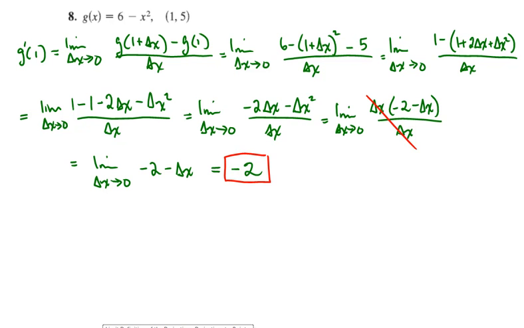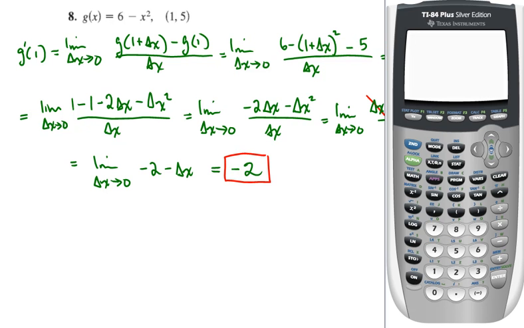Now I'm going to bring in the graphing calculator to illustrate this. When we do this, we want to go into y equals. We're going to plug in our function here, 6 minus x squared. I'm going to go into zoom and standard. And what that does is gives me a picture of the graph of this function, 6 minus x squared. And what I'm looking for is the slope of the tangent line when x is equal to 1.